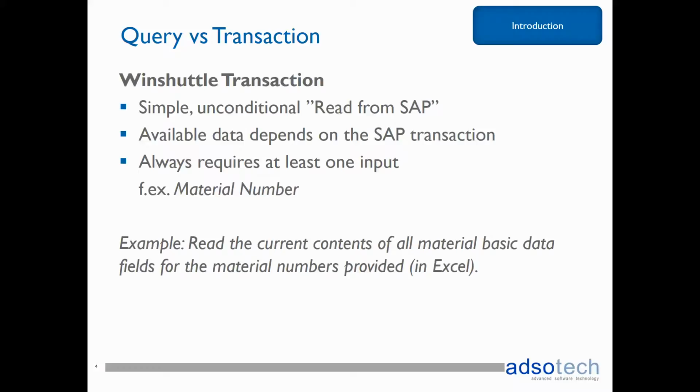Now, if you have already been using a WinShuttle Transaction to read data from SAP, you might be wondering what is the difference between the two products. Well, with WinShuttle Transaction, you can perform simple, unconditional read operations for fields that are available in the SAP transaction you are using. And you will always need to provide at least one input value, like a material number, for instance, which means you will need to explicitly specify which SAP records you want to read data from. As an example, you could create a script with WinShuttle Transaction that reads all the basic data fields for the materials you have listed in Excel.